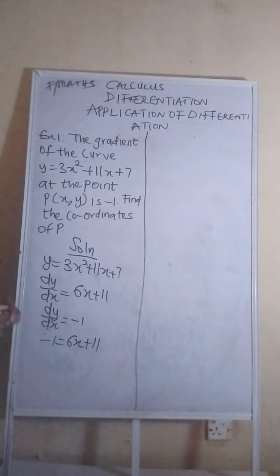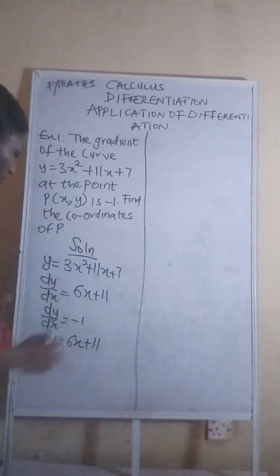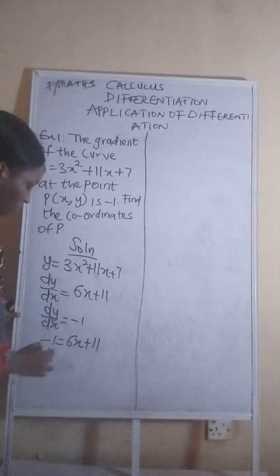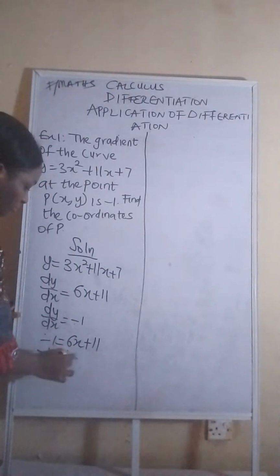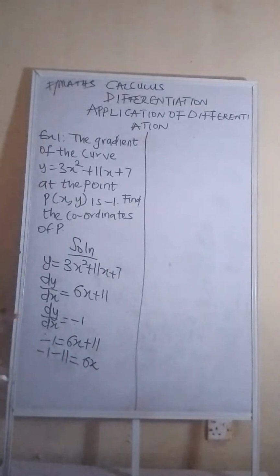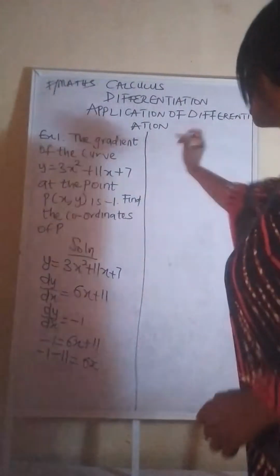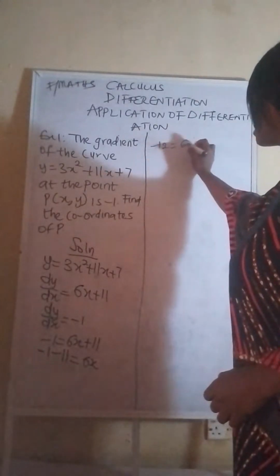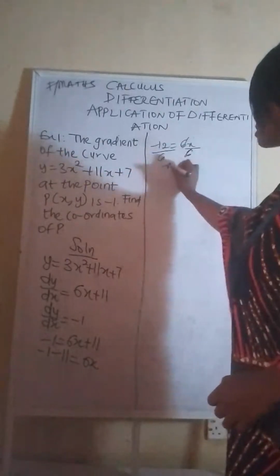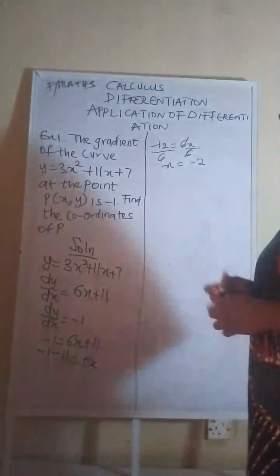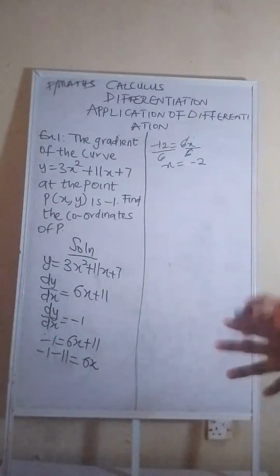Now we are going to collect the like terms. So minus 1, I mean, this 11 moved to this side becomes minus 11, so minus 1 minus 11 equals 6x. So now we have minus 12 equals 6x. Now divide both sides by 6. So x equals minus 2. Have you seen that now? So our x equals minus 2.